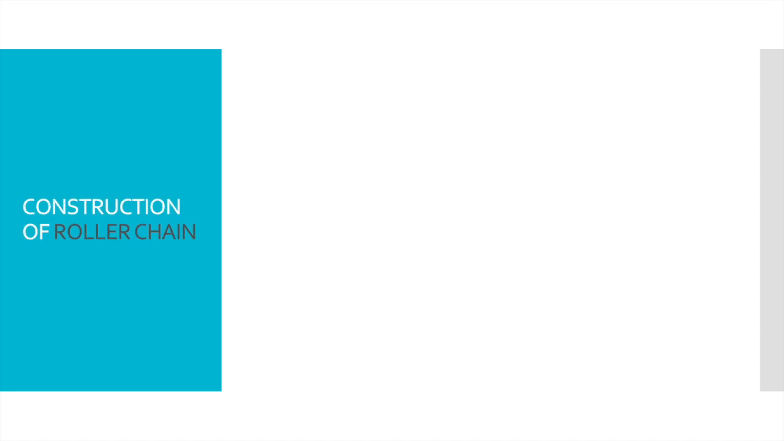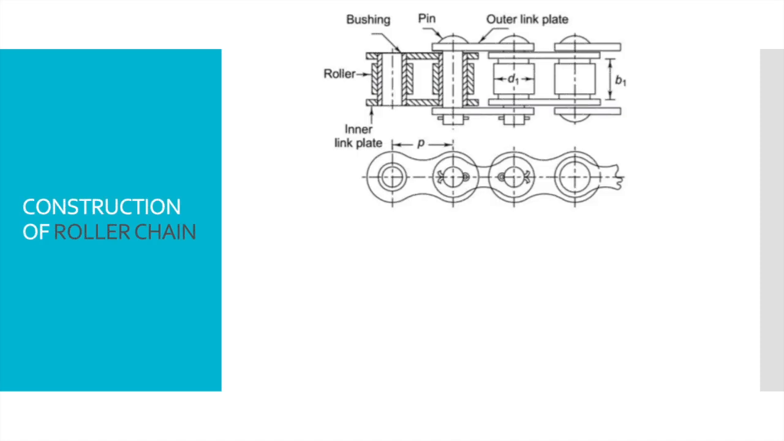Coming to the construction of roller chain, there are five major components which make up the roller chain. They are the inner link, the outer link, the roller itself, bush, and pin. The pin is press fitted to two outer links, while the bush is press fitted to inner link plates. The rollers are safely fitted on the bush. The links are usually made of medium carbon steel, and the pins, bushes and rollers have an HRC value of about 50.